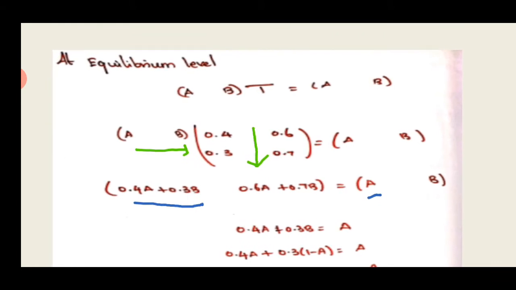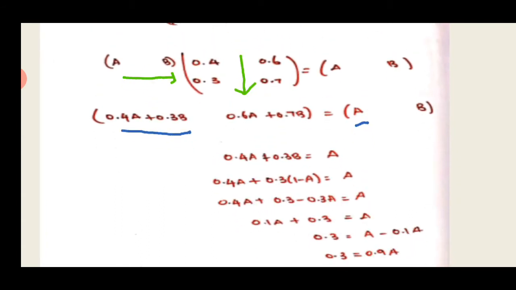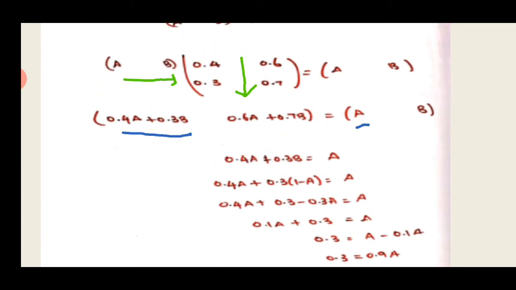Now these two matrices are equal, that means the corresponding elements are equal. So I have underlined in blue color, you can see that the first element on the left side is equal to the first element on the right side. So I'm going to equate them. Now when I equate, I get 0.4A plus 0.3B equal to A, right?